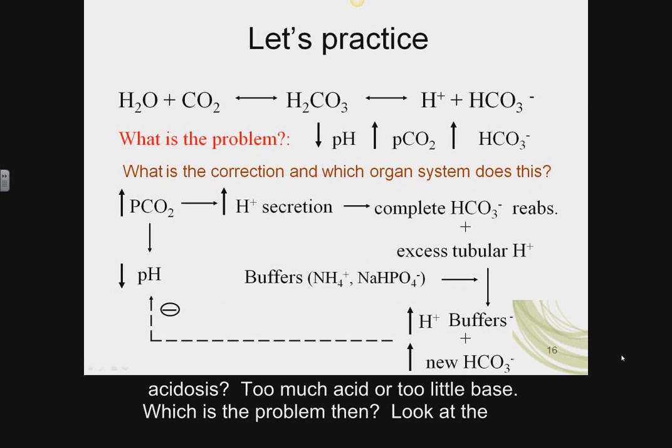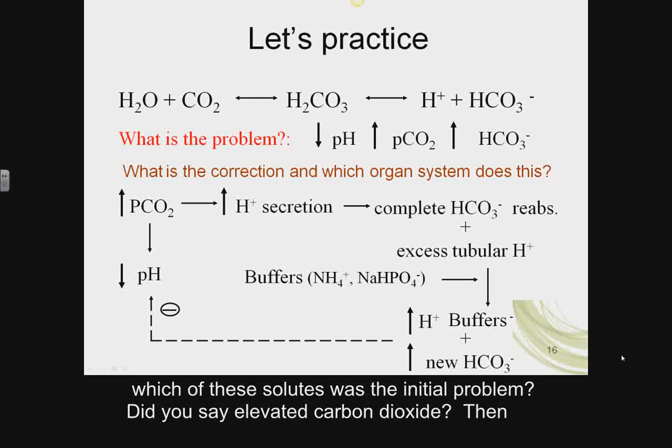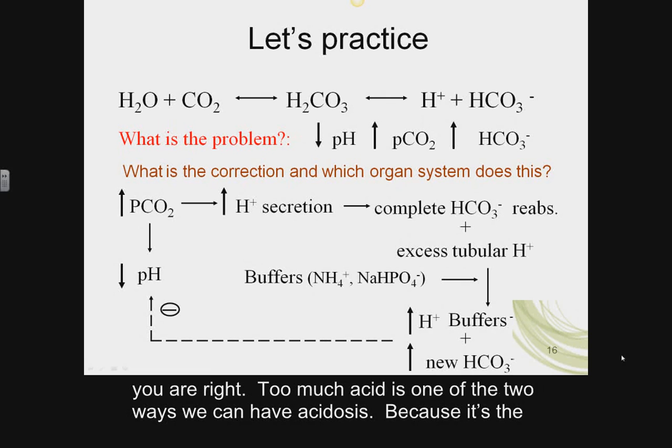What are the two ways a patient can have acidosis? Too much acid or too little base. So which one of these problems is the problem? Look at the middle of the screen. Our patient already has too much acid and too much base. So which of these solutes was the problem?